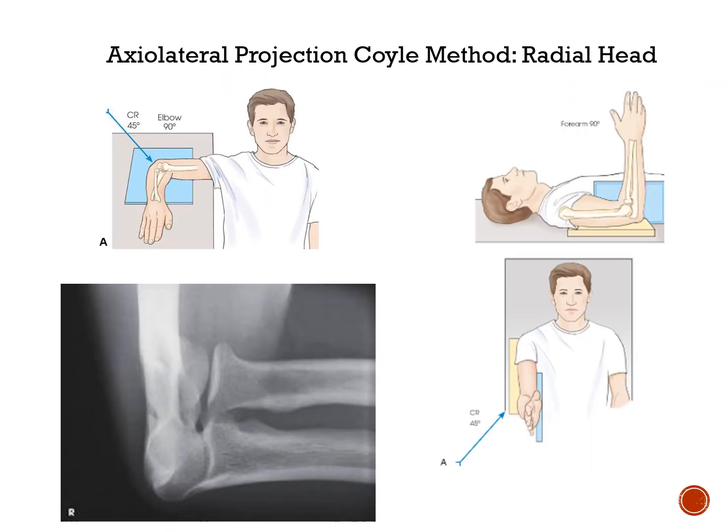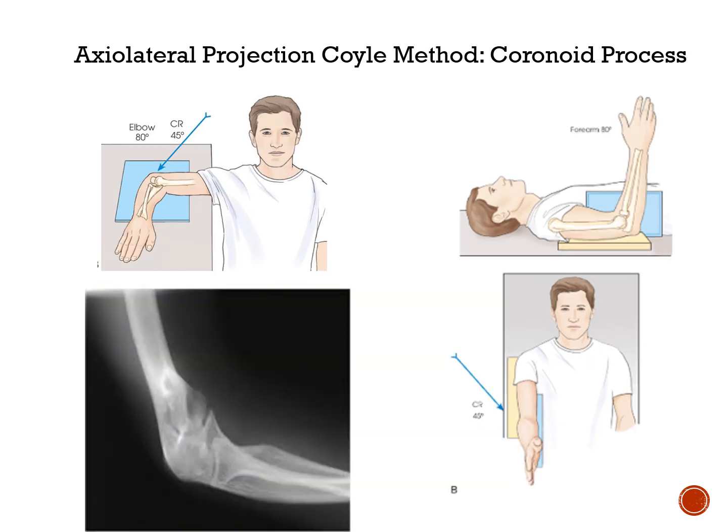And here's the coil method for the radial head, showing that you could technically, with the patient seated, or you could position them lying down, but you're just going to see the radial head, the neck, and the tuberosity. And the coronoid process, we're going to do this at an 80-degree angle. You could technically perform this also with the patient recumbent if they're unable to stand, and we're going to see the coronoid process. And these are both called the coil method, and again, they're from trauma.